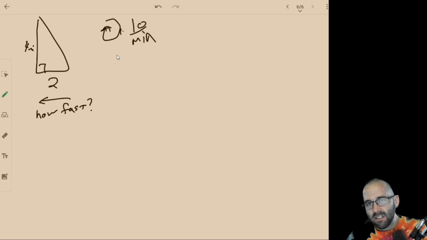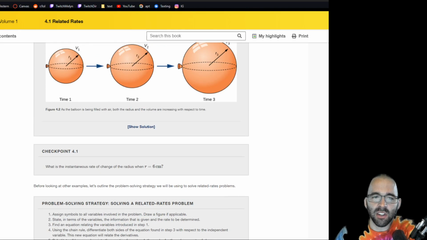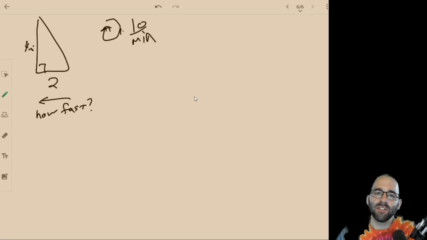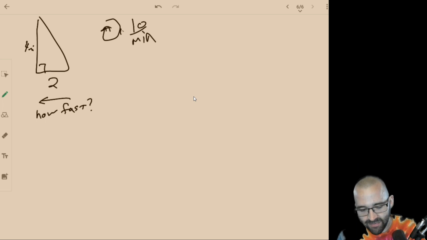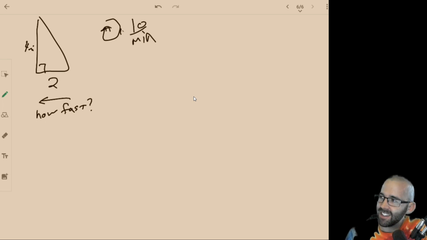For related rates, the most important thing you can do, and there are some great step-by-step approaches out there. In fact, this book probably has a really good, oh, look at this, problem-solving strategy for solving a related rates problem. Boom. So you could follow that, but I'm just going to talk to you guys because whatever. I keep getting cat hairs on my tablet.